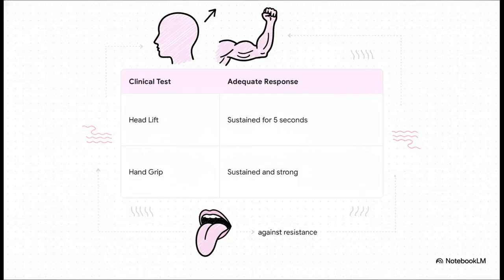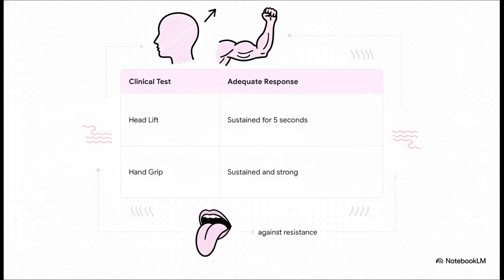And beyond just the mechanics of breathing, we have to be absolutely certain of adequate reversal from any neuromuscular blockade. This is where clinical assessment is king. The ability to sustain a head lift for a full 5 seconds is a very reliable clinical sign that the pharyngeal and respiratory muscles have recovered sufficiently to protect the airway. A sustained strong hand grip and the ability to protrude the tongue against resistance are also excellent, simple bedside tests of adequate muscle function.